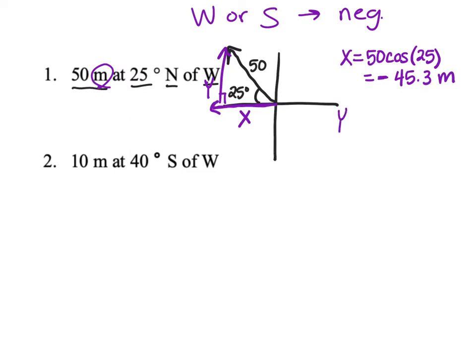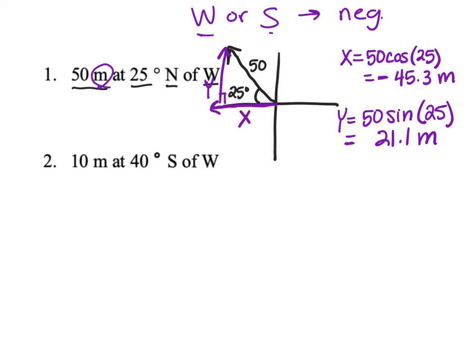Now for the Y vector, our Y was across, so it's going to be sine, so it's going to be a hypotenuse of 50, sine of 25. When you type that in the calculator, you're going to get 21.1 meters. And then the Y is headed north, so that's not west or south, so we're going to leave that as a positive number. All right. That's your answers for number 1.